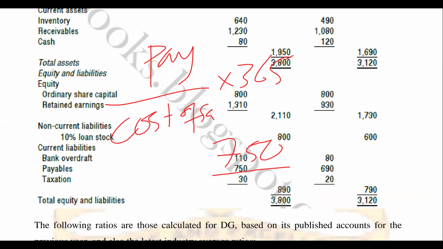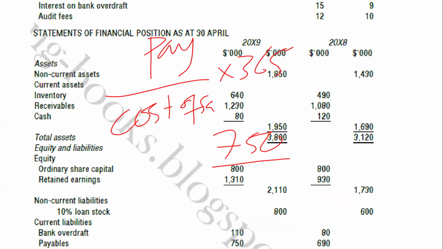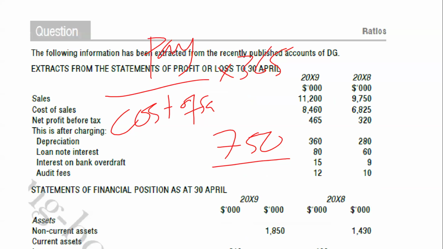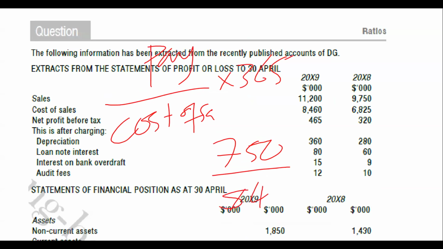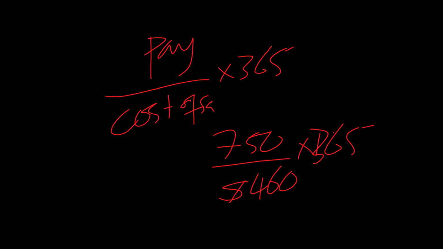We find the cost of sales from the profit and loss statement. It was 8460 times 365 days. How many days does it take us this year to settle our balances to our creditors or the suppliers that supply to us on credit? How long is it taking us?